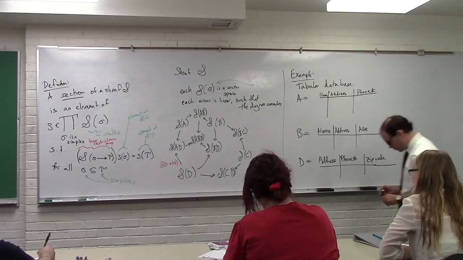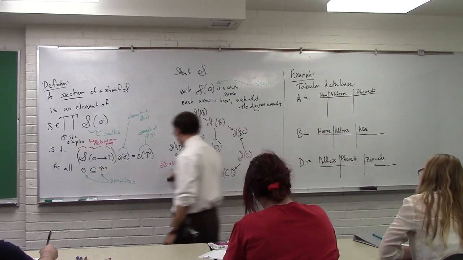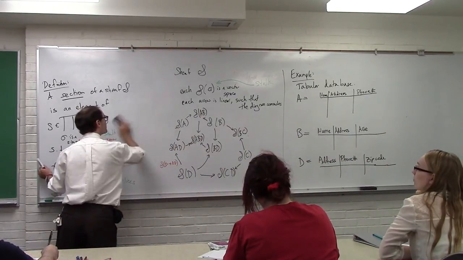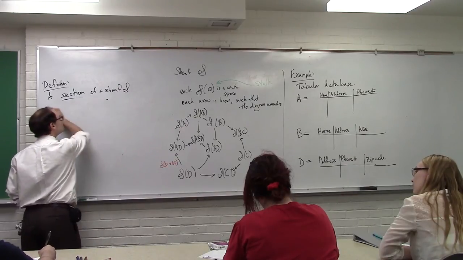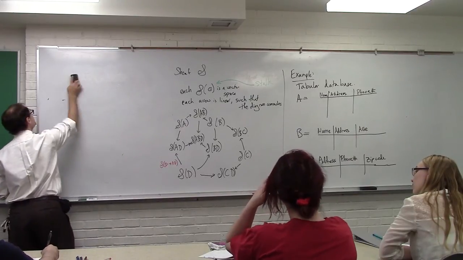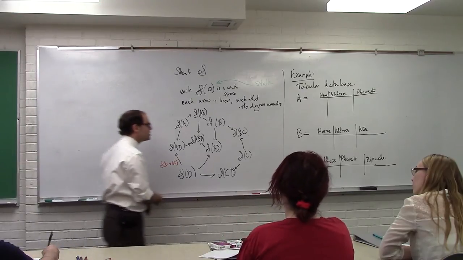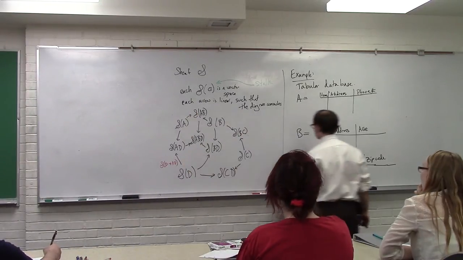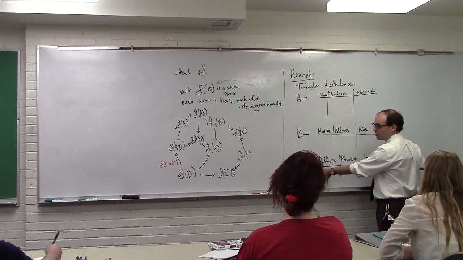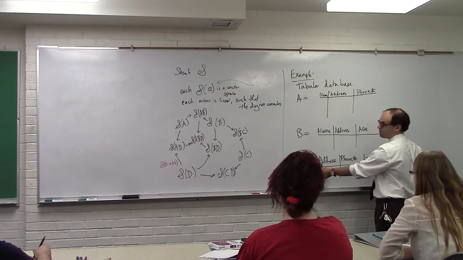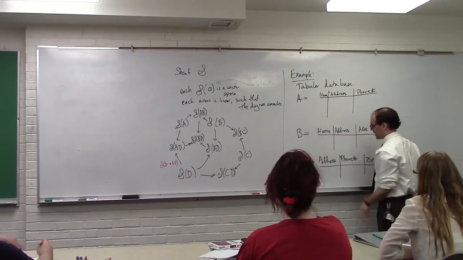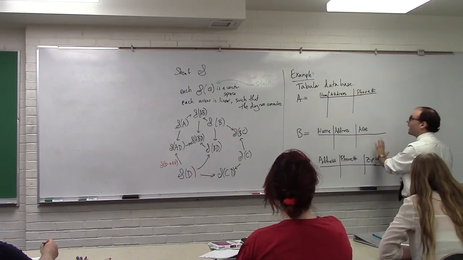So then, when I look at this particular map, it's going to do something. What is it going to do? It's going to say, grab table D, and throw away anything that is not also present in table A, which means it's going to throw out the zip code.